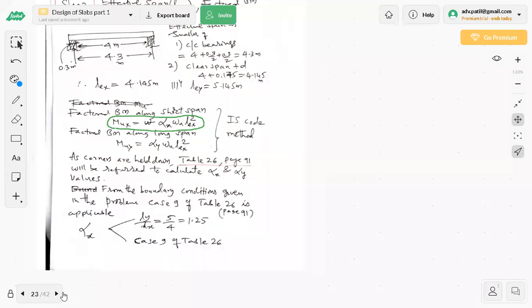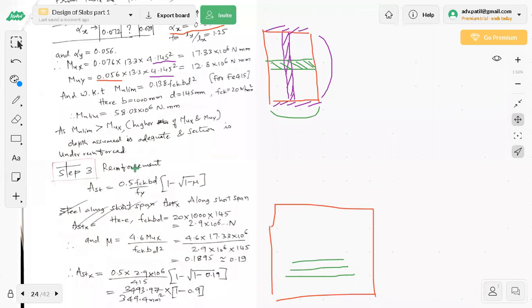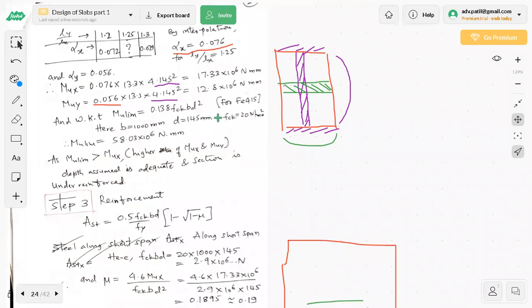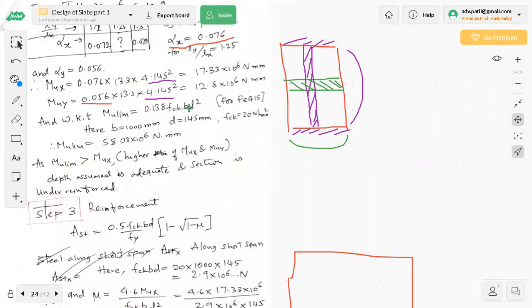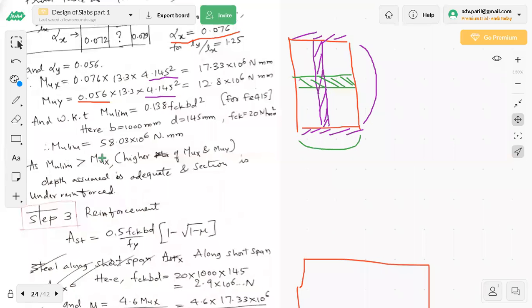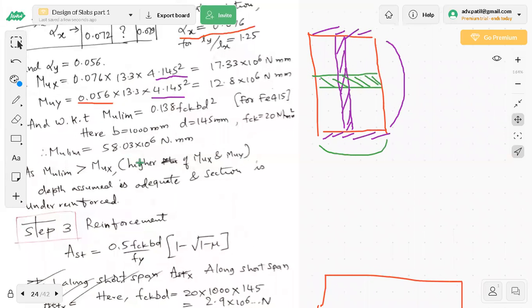Next you can see here, alpha x and alpha y both are calculated. Now after finding MUX and MUY, the higher value is 17.33. Now you compare this value with MU limit. So MU limit is 0.138 FCK B D square. You should remember B will be 1000 in slabs. So 1000 is fixed for slabs. D is 145. I have calculated MU limit as 58.03, and the higher of the two, MUX and MUY, is 17.33.